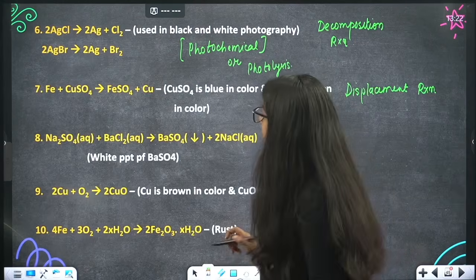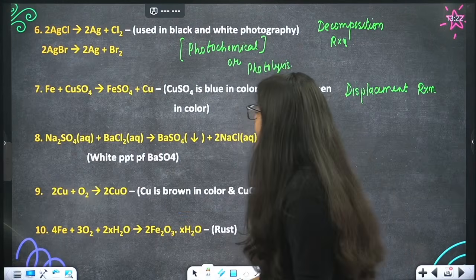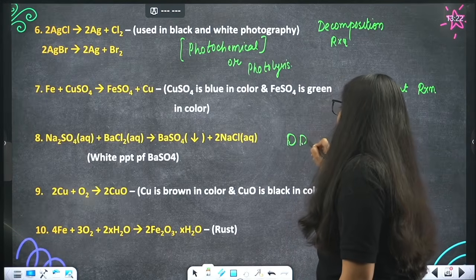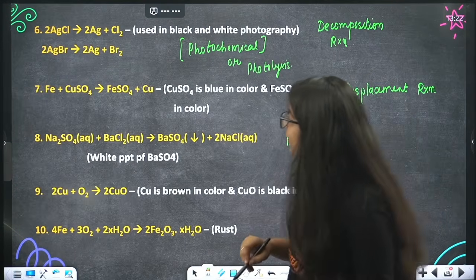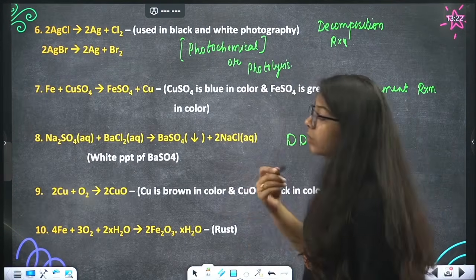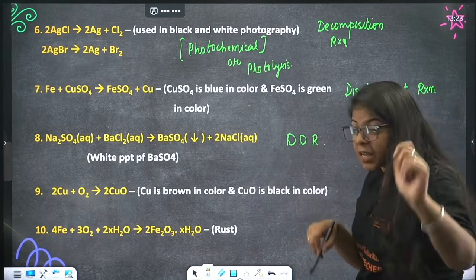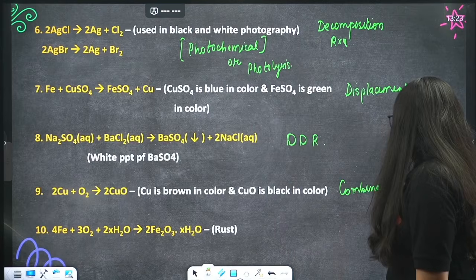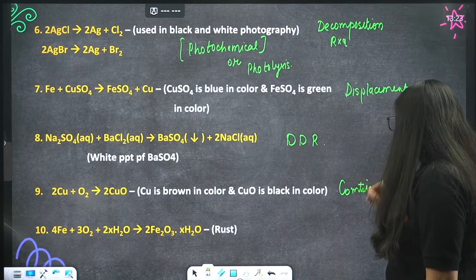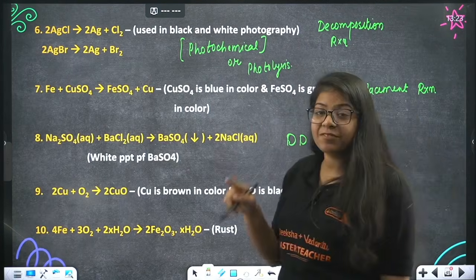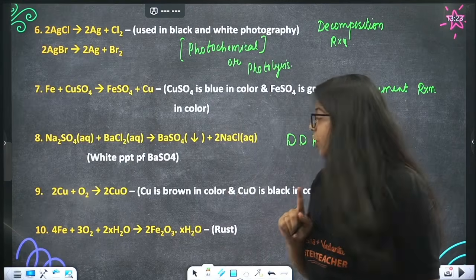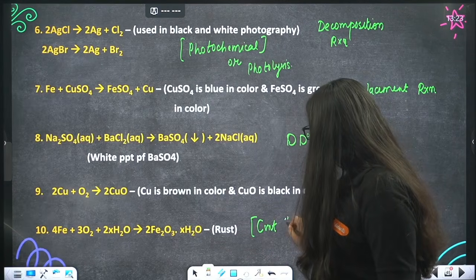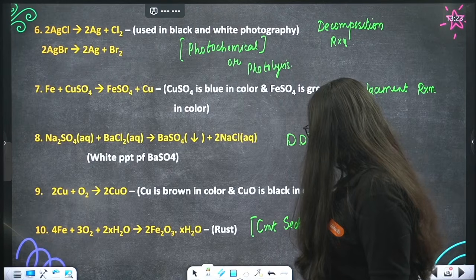Done. Then beta, Na2SO4 plus BaCl2 gives BaSO4 plus NaCl. Simply double displacement reaction. Then we have Cu plus O2. Some things are combining to form a single product. What is that? Combination reaction. So you should know how to decipher and name all these reactions. Okay, and the last one you tell me in the comment section.